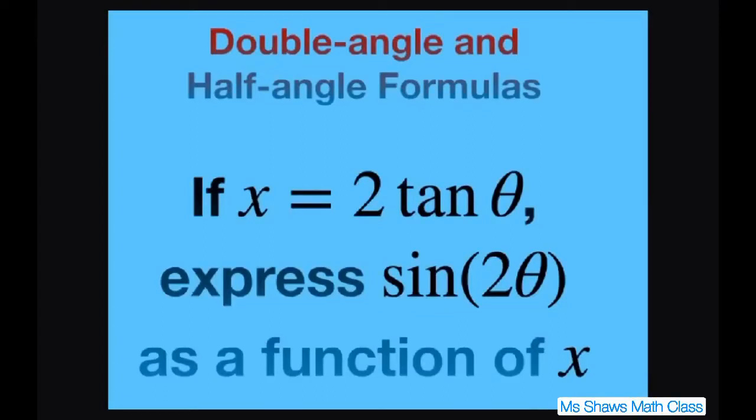Hey everyone, we're going to use our double angle formula to express sine of 2 theta as a function of x. And x is 2 tan of theta. So the trick for this is to write everything in terms of 2 tan of theta so we can use substitution. So let's write this out first.